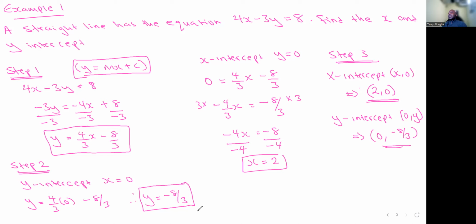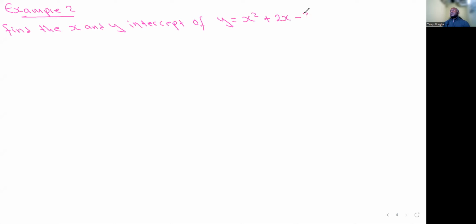Okay, so I'm going to pick another example now. So let's have this example we have here. We have example 2. The question said, find the x and y intercept of y is equal to x squared plus 2x minus 3.